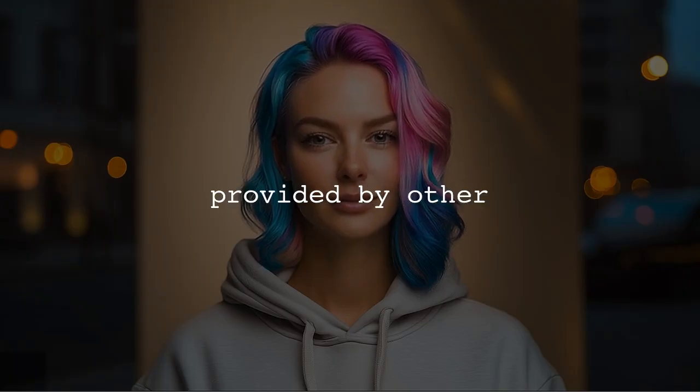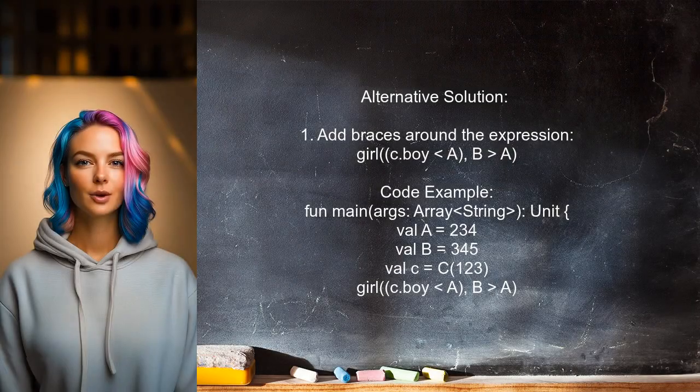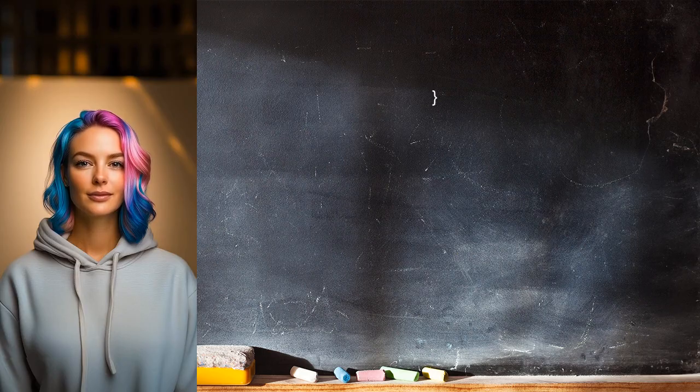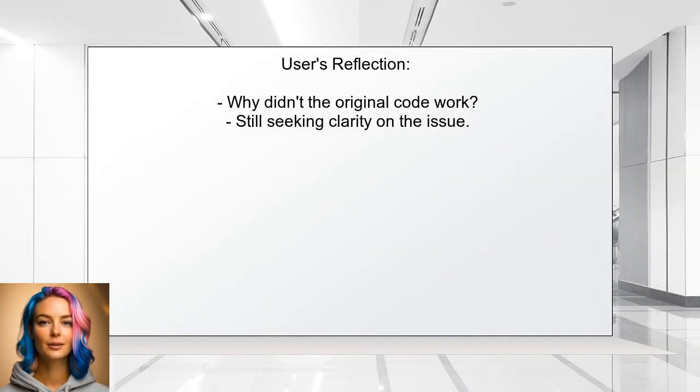Now, let's look at the answers provided by other users. One user found a solution to the unresolved reference errors by adding a pair of braces around the expression in the girl function call. This adjustment helped clarify the order of operations in the code. Despite this fix, the user still wonders why their original code didn't work as expected.